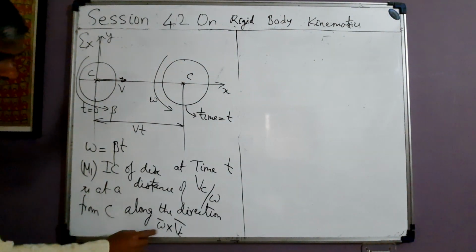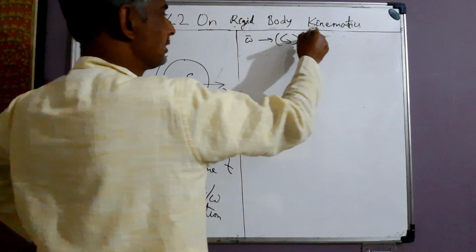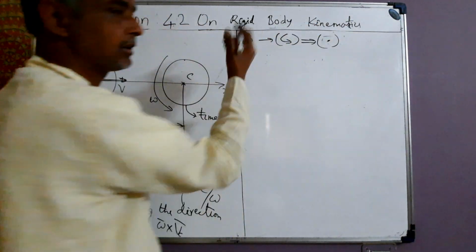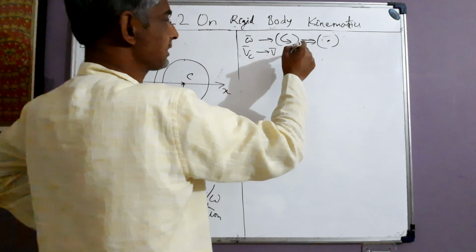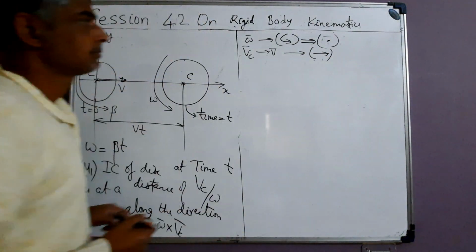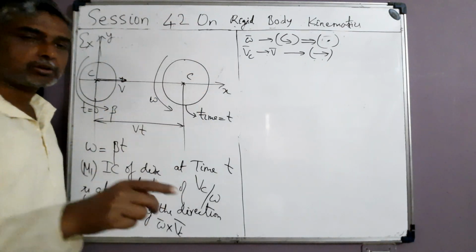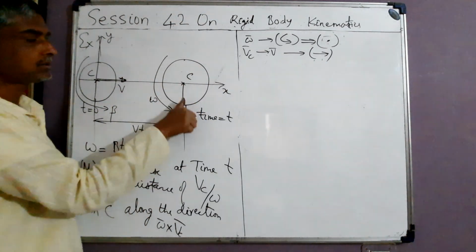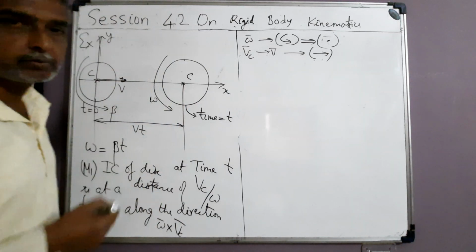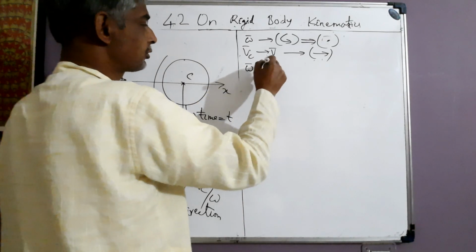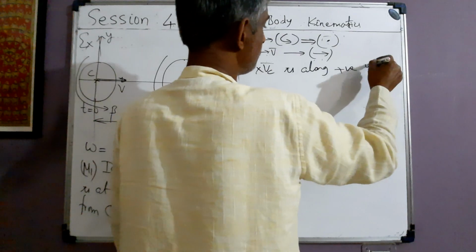Now Vc is what? Omega is anti-clockwise, so its direction is dot, normally out of the plane of the board. Since Vc is just v along positive x-axis, its direction is rightward. Omega is outward and Vc is rightward. From the right hand thumb rule, omega cross Vc is vertically above C, in upward direction, that is along positive y direction.